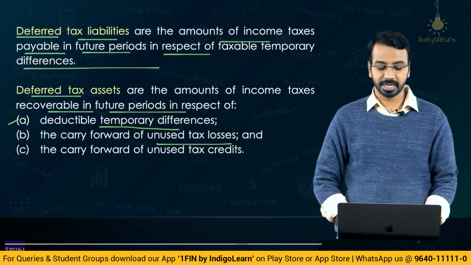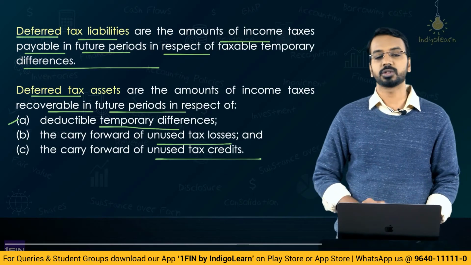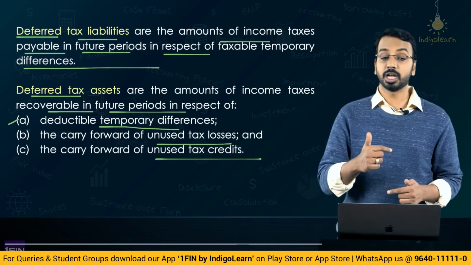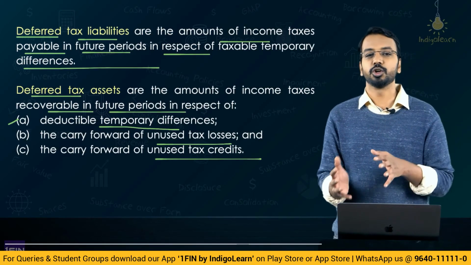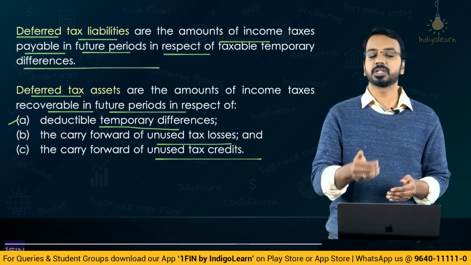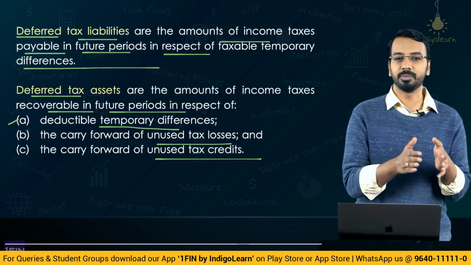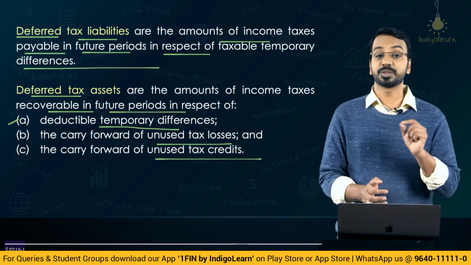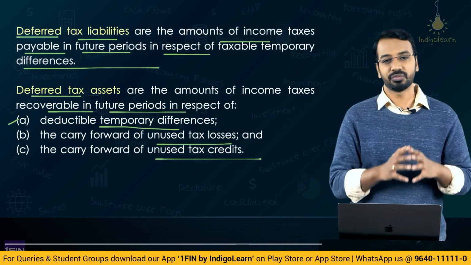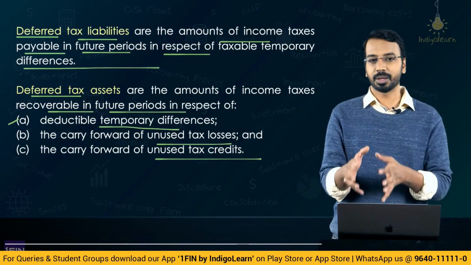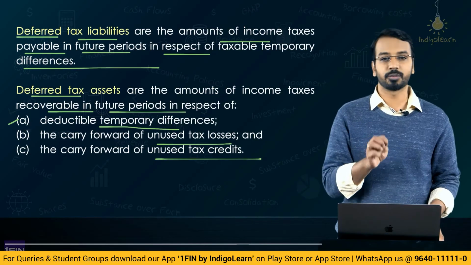Now, we need to understand these unused tax losses and unused tax credits, right? If at all there are any unused tax losses, that is basically your brought forward losses, or unused tax credit, something like maybe a minimum alternate tax credit. In respect of these, why do we need to recognize a deferred tax asset? We'll take one example with numbers and see the impact of brought forward losses.